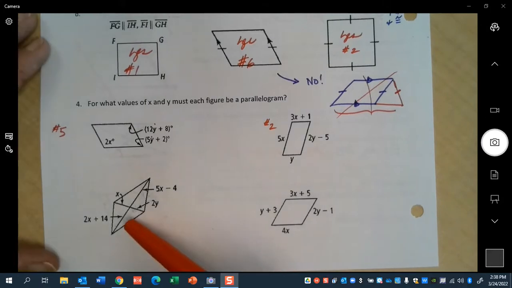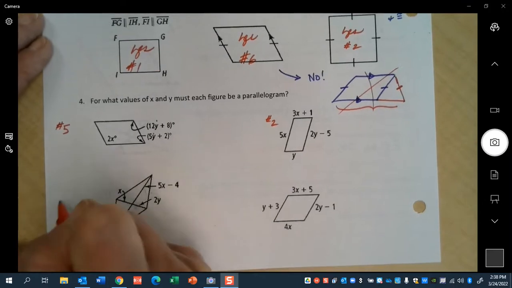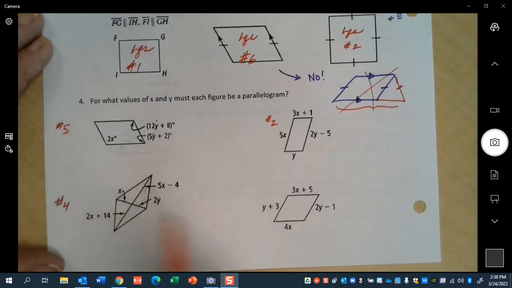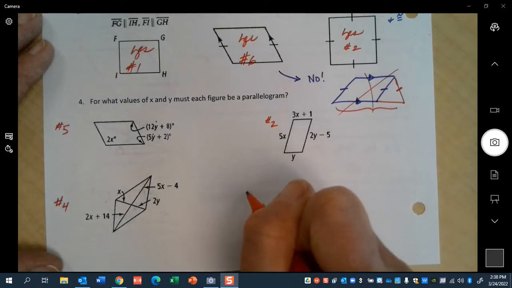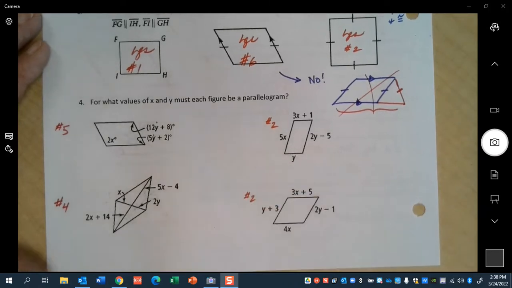Here I have some conversations about my bisecting diagonals. That's definitely reason number 4. And here again, my opposite sides that are congruent. That's definitely going to be reason number 2. So take your time, please, and go through and solve these. Don't be a passenger in the math car. Get in the driver's seat, pencil to paper, do some math. Go.